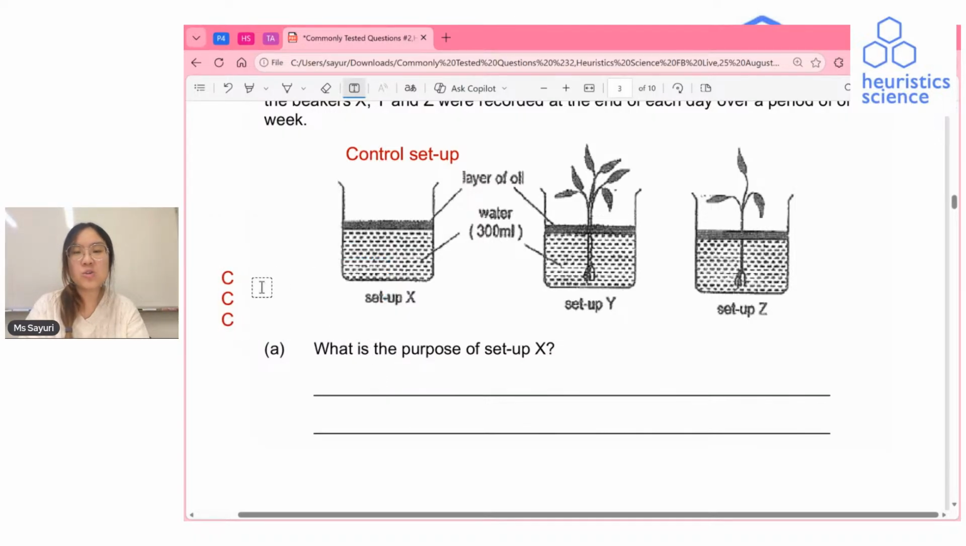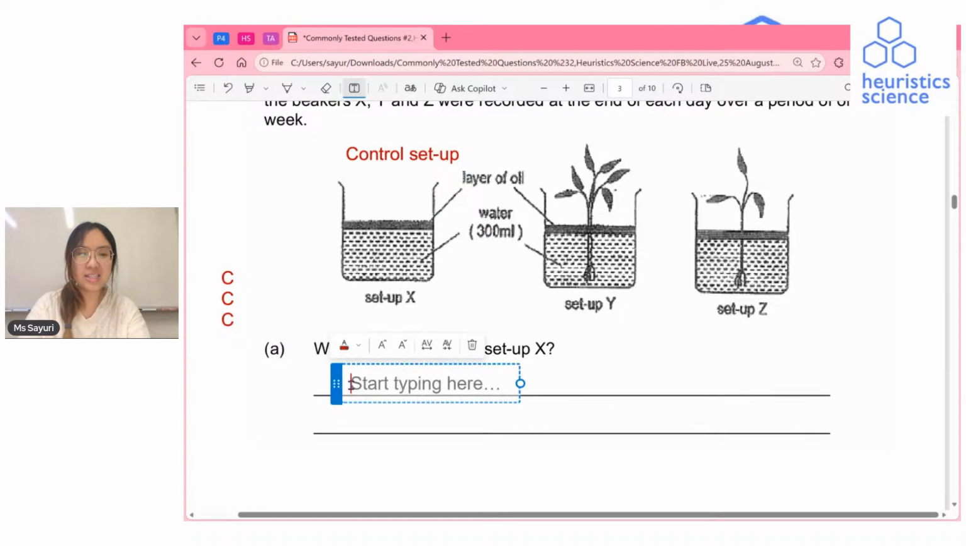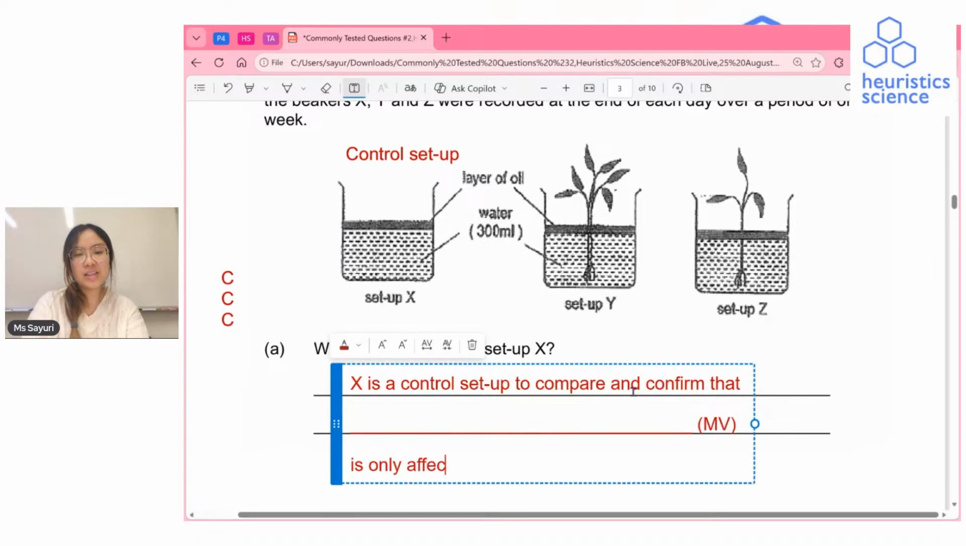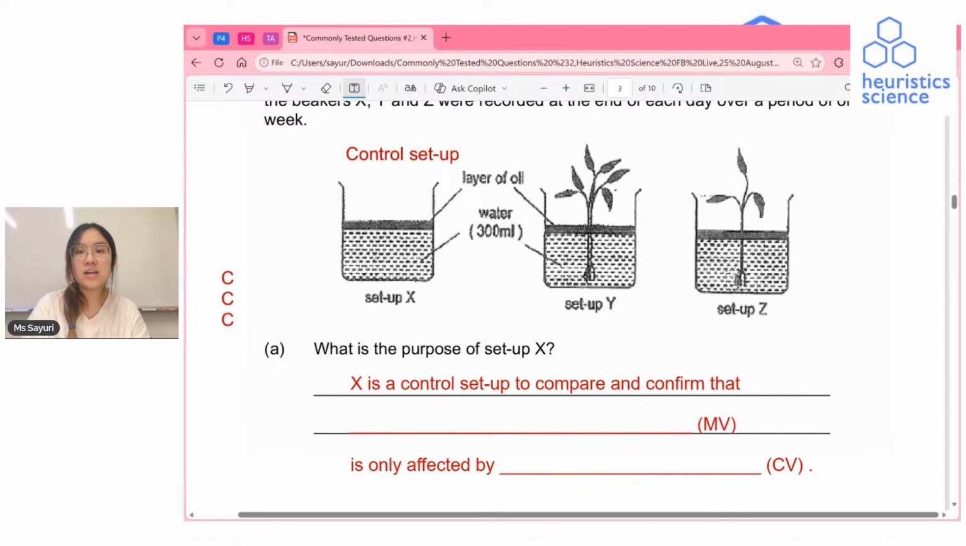So control setup is to compare and confirm if change variable, compare and confirm measured variable affected by change variable. That's it. So your formula looks like this. X is a control setup to compare, so C, compare and confirm that your measured variable is only affected by change variable. That's it. Doesn't even mention constant variable because that's not the reason. This is not about constant variable.